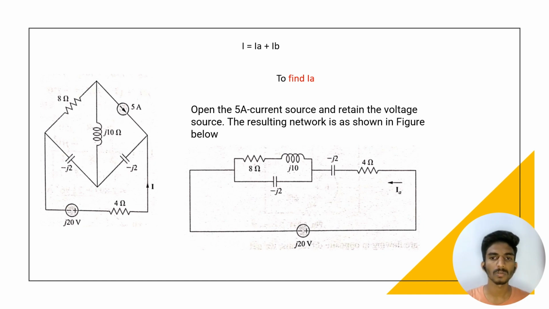The resulting network is as shown in the figure. We redraw the network by neglecting the 5 ampere current source which is given in the question, and the resulting circuit will be this one. We neglected the 5 ampere current here.